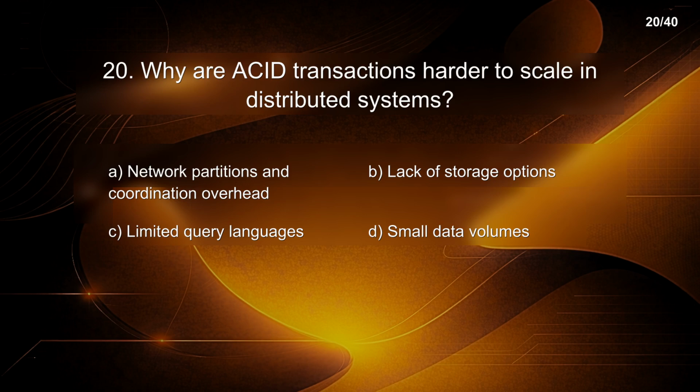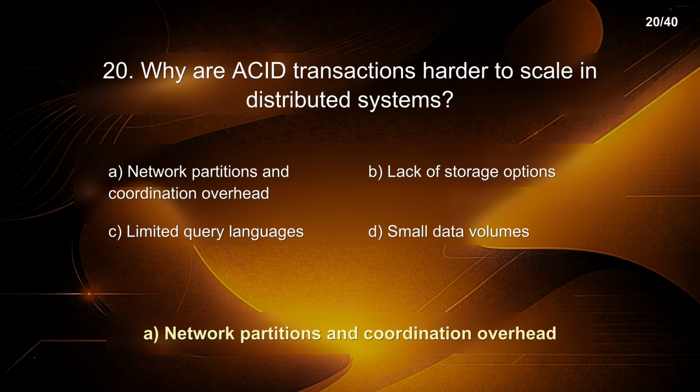20th question. Why are ACID transactions harder to scale in distributed systems? A. Network partitions and coordination overhead. B. Lack of storage options. C. Limited query languages. D. Small data volumes. Correct answer is A. Network partitions and coordination overhead.